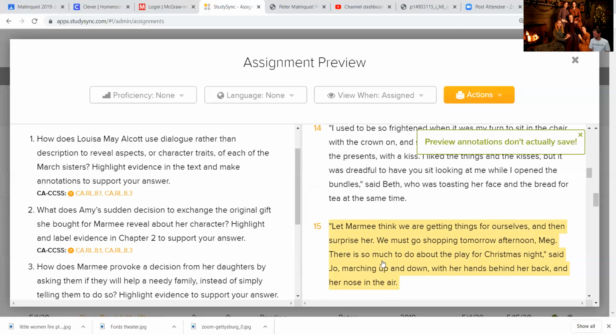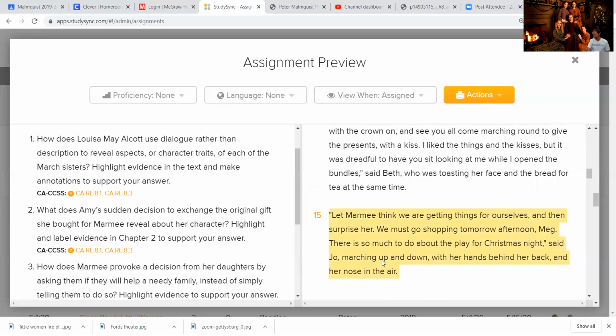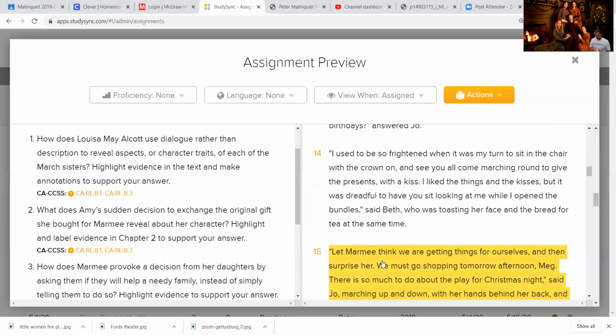So what does this say about Jo? It says, "Let Marmee think we are getting things for ourselves and then surprise her. We must go shopping tomorrow afternoon, Meg. There is so much to do about the play for Christmas night," said Jo, marching up and down with her hands behind her back and her nose in the air. Again, this is just showing her take-charge attitude.